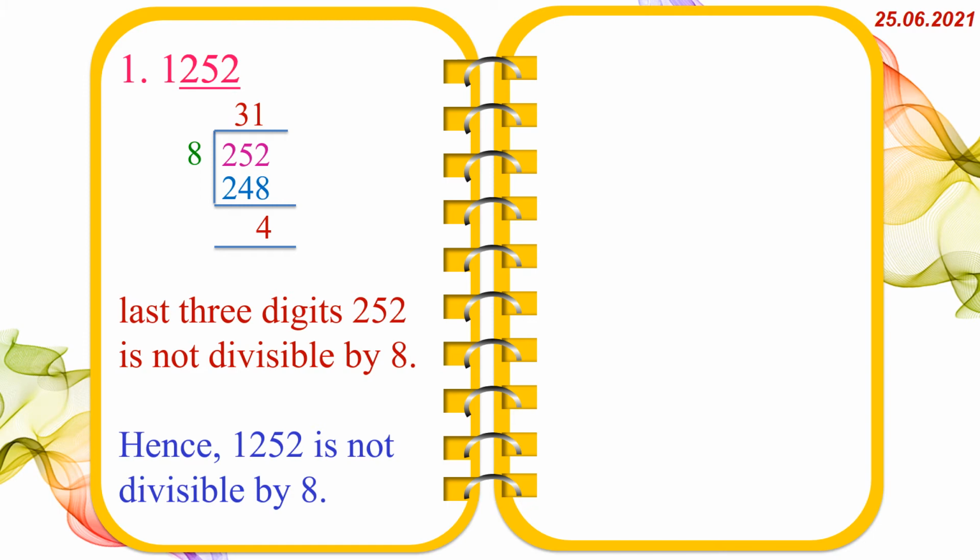So we already know the rule. If the last 3 digits are divisible by 8, then the given number is divisible by 8. Otherwise, it's not divisible by 8.